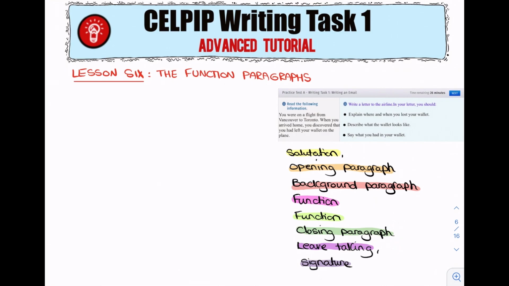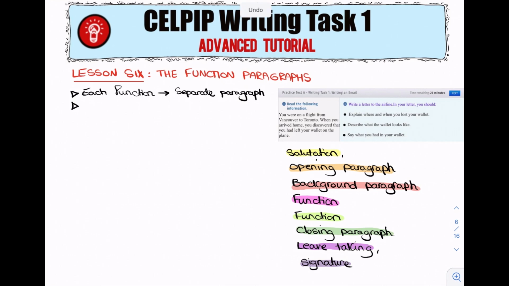Now, there are a number of general tips that I would like to go over with you before we look at the structures. And the first tip is that each function should appear in a separate paragraph. So it's very important that you don't merge the functions together. Put each of them in a separate paragraph and the examiner will know what you're doing in that paragraph and there won't be any confusion.